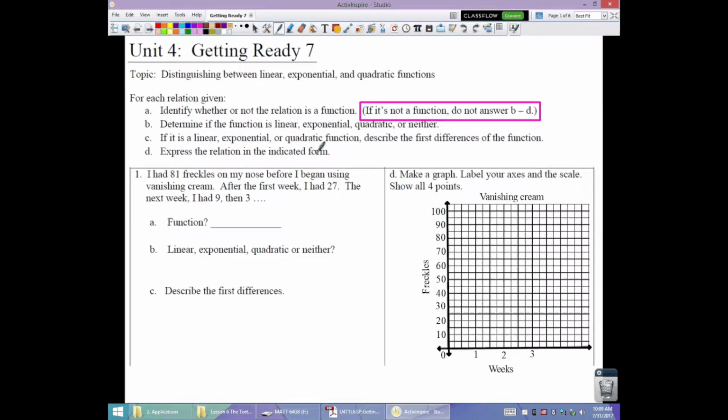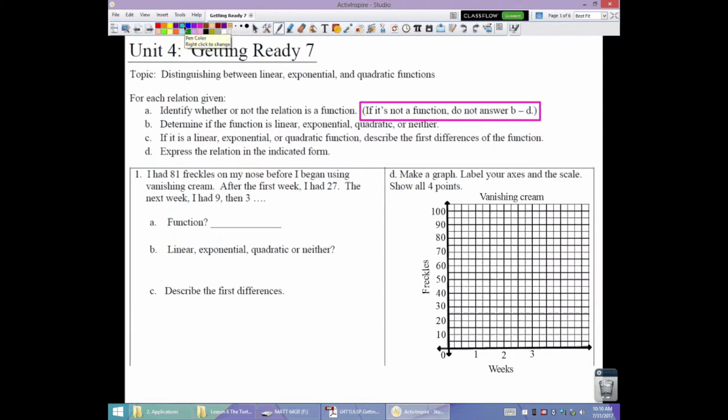Part B, we're going to then tell, since we said it was a function, whether it is linear, exponential, quadratic, or neither one of those. If it is linear, exponential, or quadratic, we're going to identify what the first differences tell us. And then there's another part D, which changes from question to question, but expressing it in some other form.